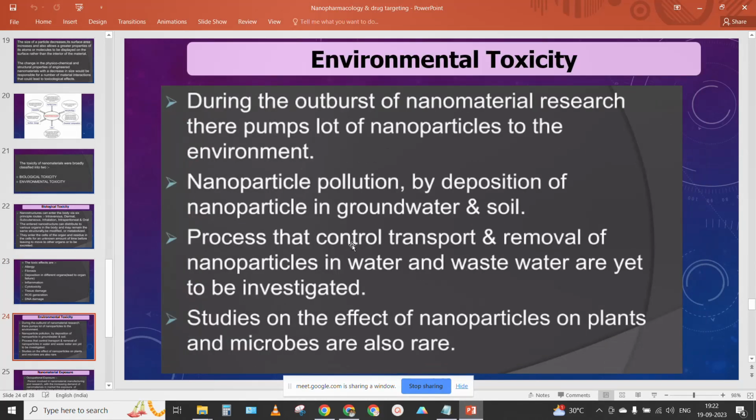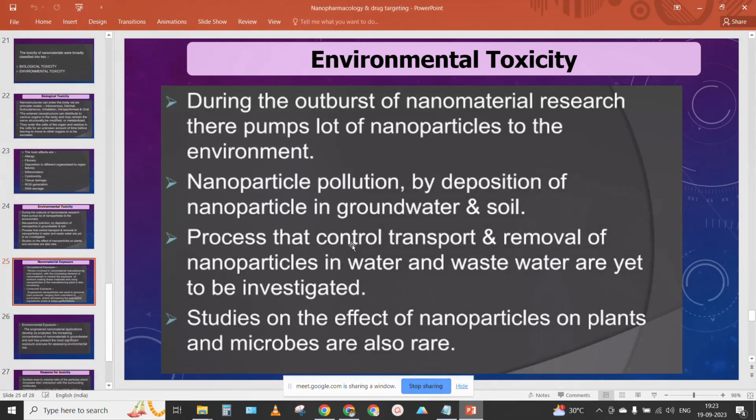Then environmental toxicity. During the outburst of nanomaterial research, a lot of nanoparticles were released into the environment. Nanoparticle pollution occurs by deposition of nanoparticles in groundwater and soil. Processes that control transport and removal of nanoparticles in water and wastewater are yet to be investigated. Studies on the effect of nanoparticles on plants and microbes are also rare.